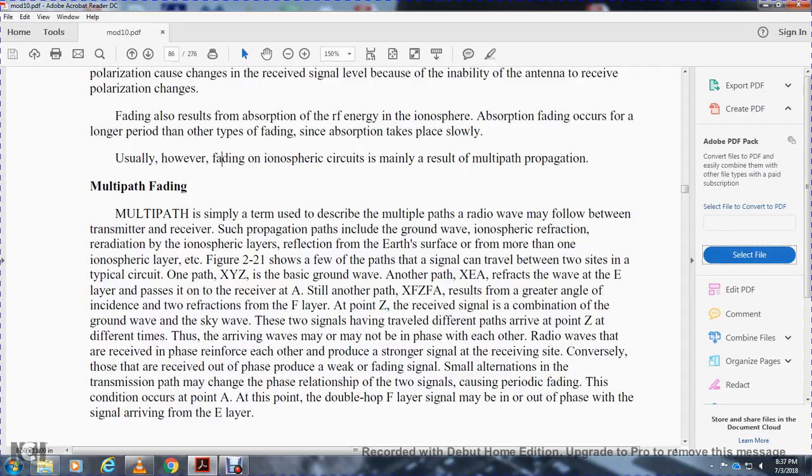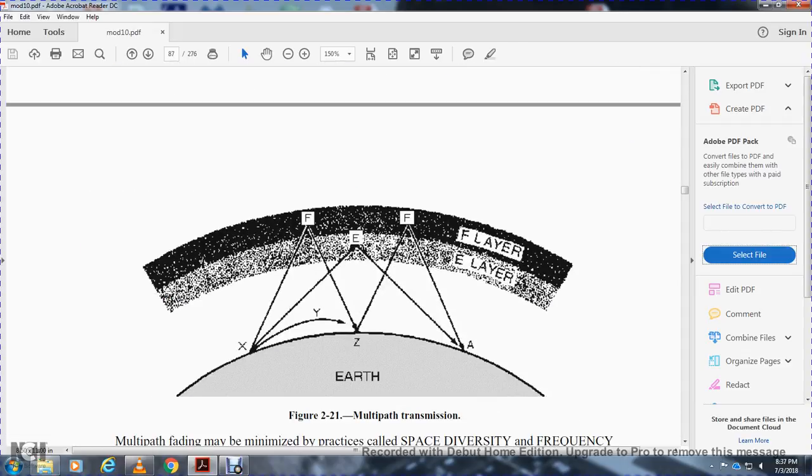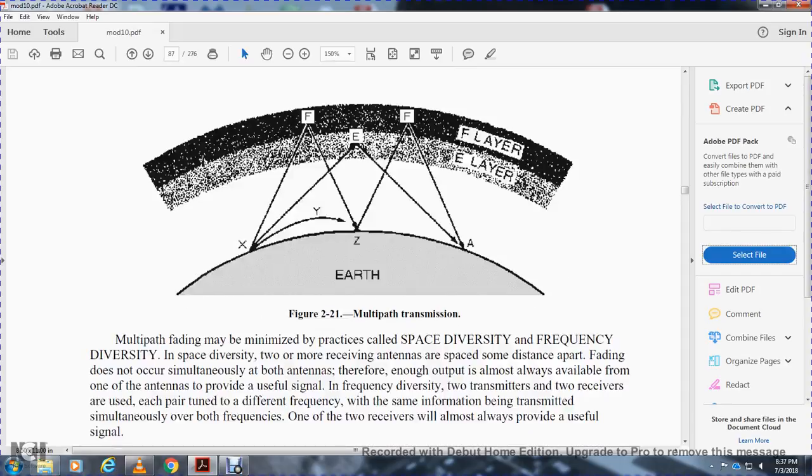This condition occurs at point A. At this point, from the double hop of the F layer, the signal may be in and out of phase with the signal arriving from the E layer. Figure 221 shows multiple transmission paths through the F layer and E layer: X, Y, Z, and A.